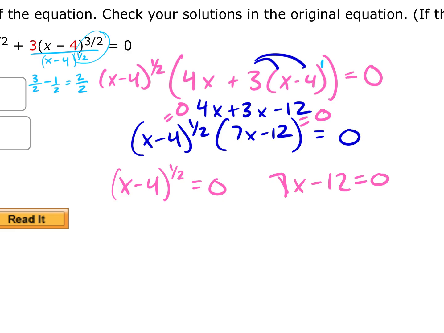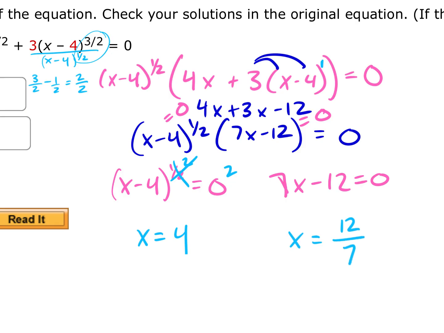To solve our first factor here, we want to square both sides. 0 squared is still just 0. So x minus 4 equals 0. We get x is equal to 4. With the second one, we get x is equal to 12 over 7.